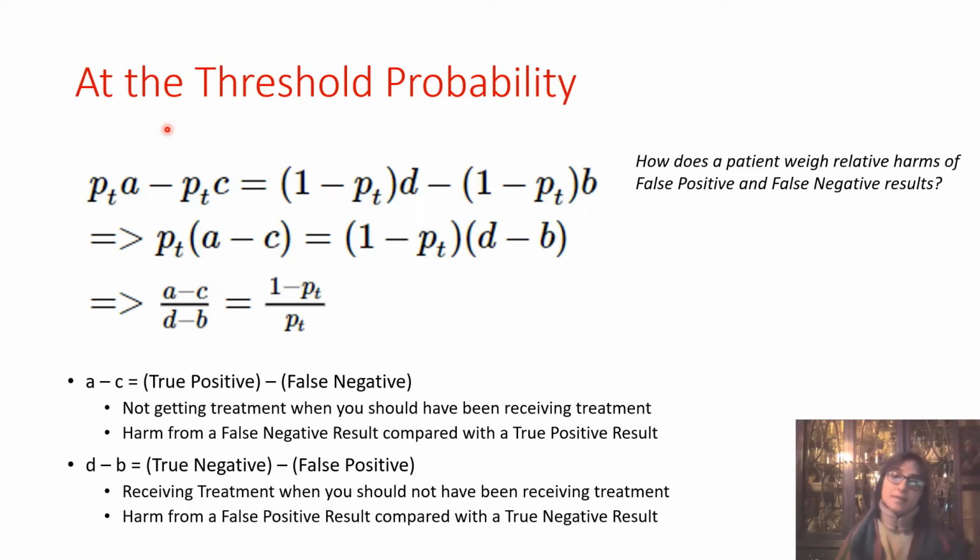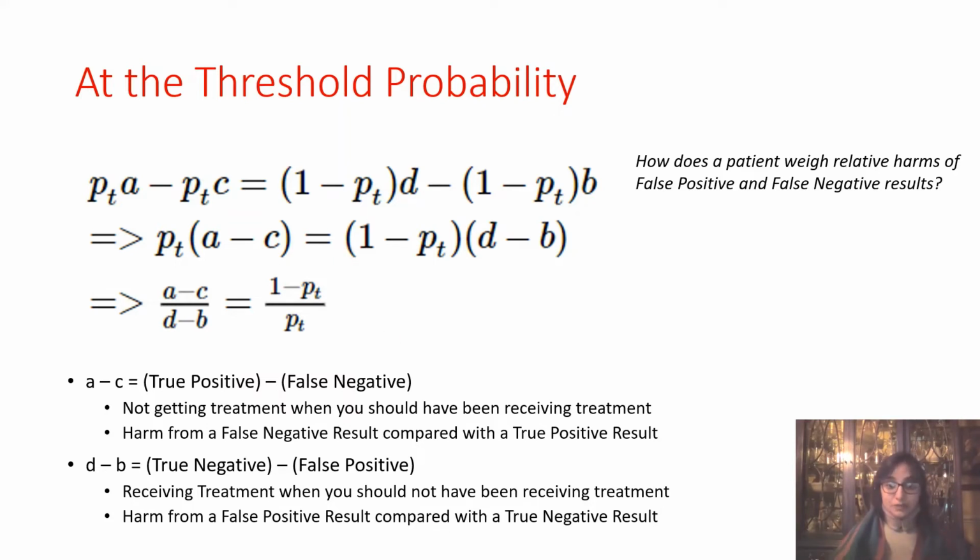But from this threshold probability, what you can learn is how a patient or a clinician weighs the relative harms of false positive and false negative results. So from that decision tree we looked at earlier, we can set them equal to each other, and then we can just solve this out, guys. We factor out this PT here, A minus C, and then factor out similarly this 1 minus PT, and then D minus B comes out here. Then we just divide both sides by PT, and we get this result here, which is really awesome.